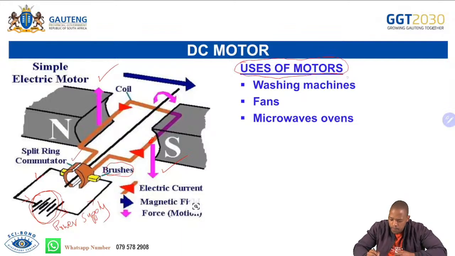Motors, we find them in washing machines. Washing machines, they are rotating there, right? We also have fans. Fans are also using motors, right? And we also have microwave ovens. Microwave ovens, they also use motors. These are our everyday use of motor or in technology, right?